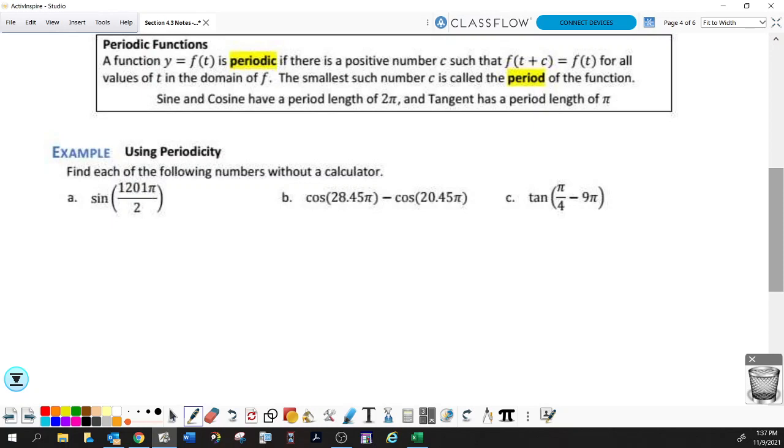Tangent only needs a single pi to repeat. And before I even start a question, can we all agree that turning 2 pi is essentially turning 0? Because 2 pi and 0 are coterminal angles. Everybody agrees with that? Okay. What that means is every time I see a multiple of 2 pi, I'm just going to cross it out and call it a 0 for sine and cosine. And every time I see a multiple of a single pi for tangent, I'm just going to cross it out because it's essentially the same as 0. That allows us to evaluate really large values, like part A, or really weird ones, like part B, without a calculator, simply by using periodicity.